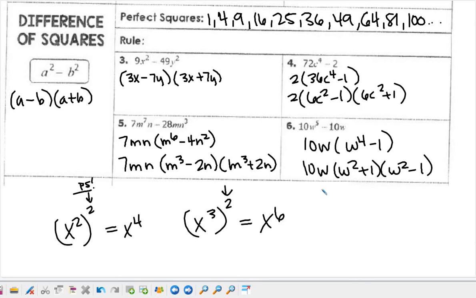Okay, so we have then 10w was my GCF, which left me with w to the 4th minus 1, which is the difference of perfect squares. So I have w squared plus 1 and w squared minus 1. Okay?